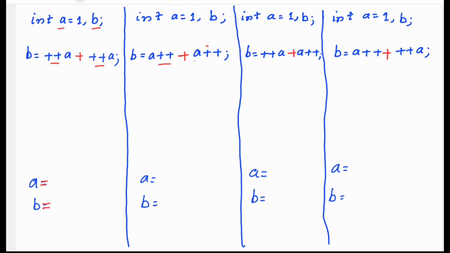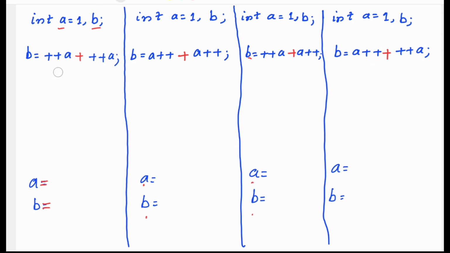In the first program I am including pre-increment added with pre-increment, in the second program post-increment added with post-increment, in the third program pre-increment added with post-increment, and in the last one post-increment added with pre-increment. In all these four programs, finally you print the value for a and b. Now let me explain how to evaluate this expression.